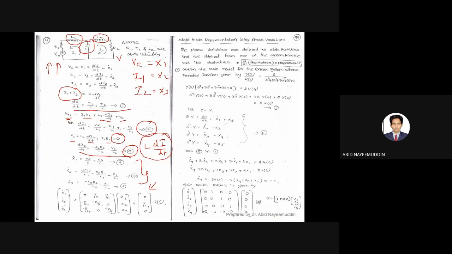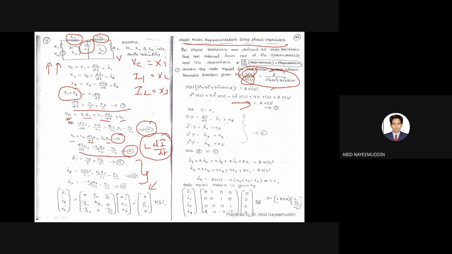Now next is once again representing the matrix, but from the transfer function, not from the electrical circuit. If he has given you the transfer function, how to represent it in the state model is a very simple concept. The transfer function is the ratio of output by input, so you just rearrange the terms.